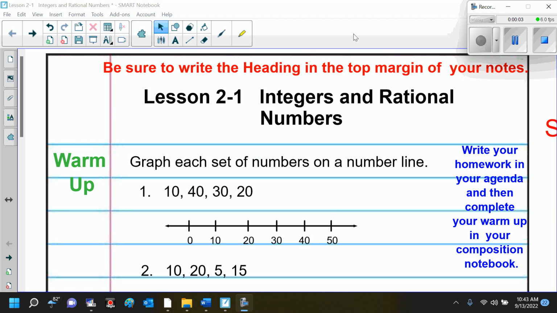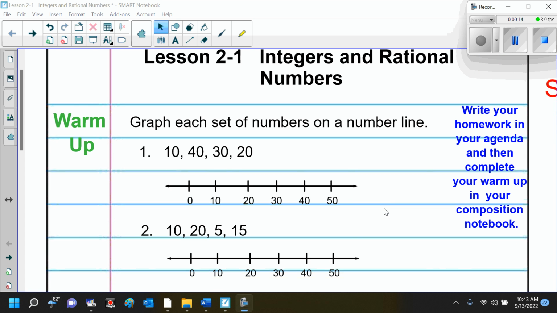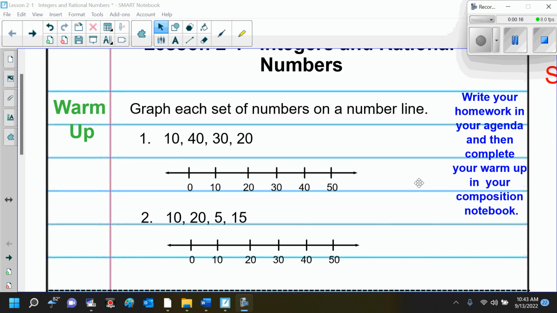So lesson 2-1 is integers and rational numbers. For the warm-up, we want to graph each set of numbers on the number line. Okay? So we've got two sets here, and we've got 10, 40, 30, and 20. And what do you notice about all of those numbers? They're all multiples of 10.